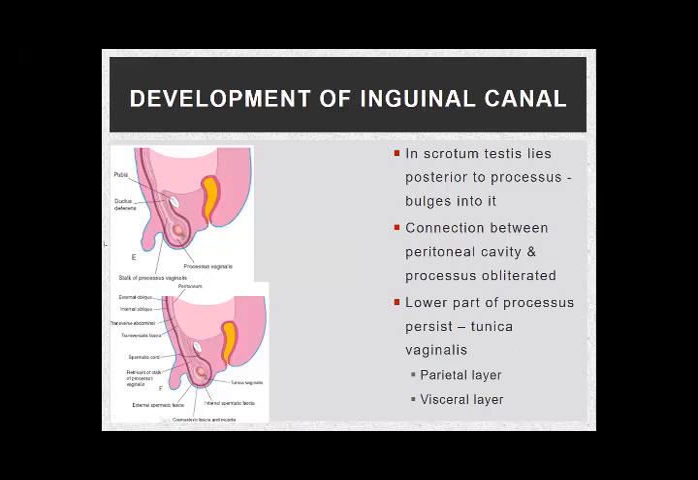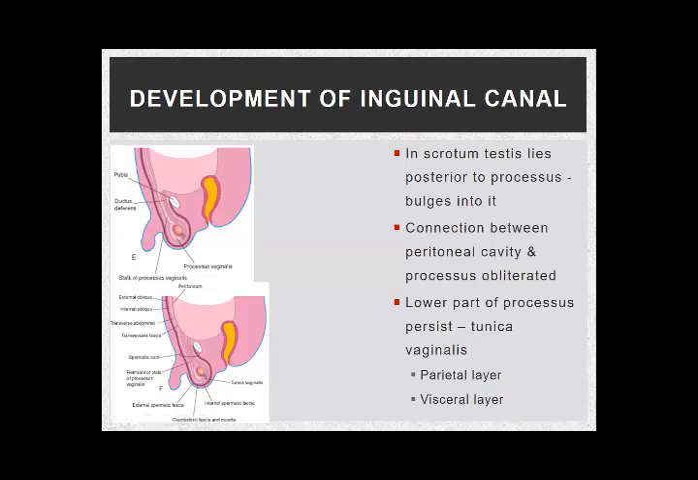Now, this is the developing scrotum. Please note that in the scrotum, this is the testis, this is the developing processus vaginalis, and this is the gubernaculum. So, please note that in the inguinal canal and in the scrotum, the testis is lying posterior to the processus vaginalis.